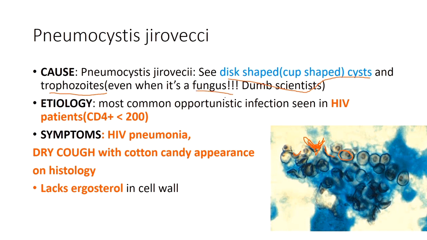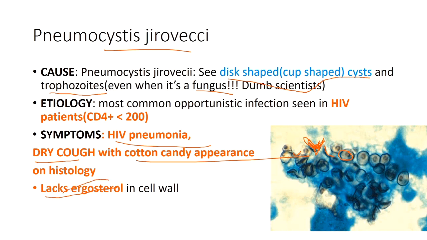So for some reason, we had some sputum coughed up from people that had this infection when HIV came into play. And our microbiologists were like, hey, it looks like cysts. They must be some sort of parasites or protozoans. So look, there's cysts, and then maybe over here is some trophozoites. But you'll see they still describe them as this, even though they're pretty much fungus. So that's why we still call them cysts, and that's why it's called Pneumocystis jirovecii. HIV pneumonia is the thing we're associating with this. It's a dry cough, and on histo, we're going to see a cotton candy appearance.